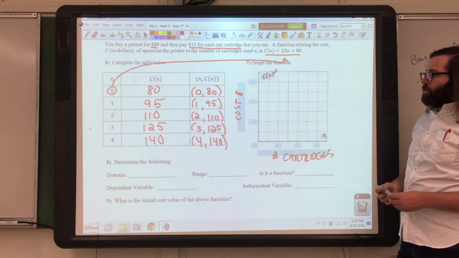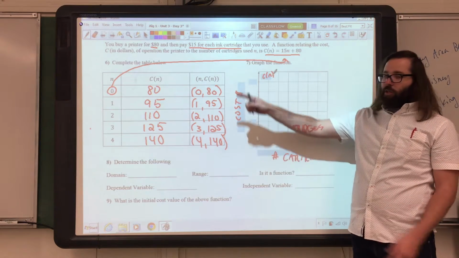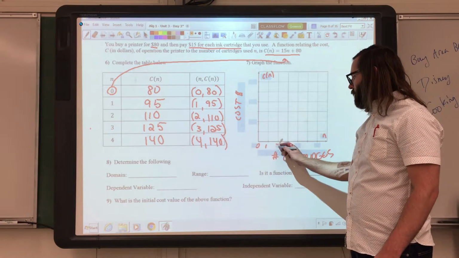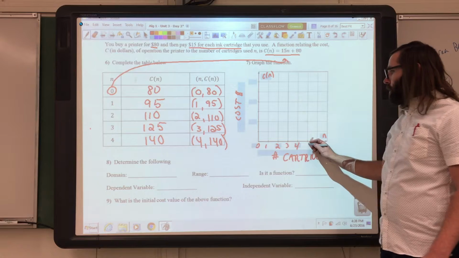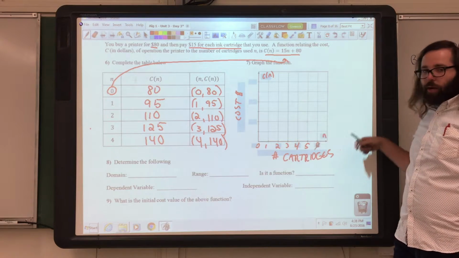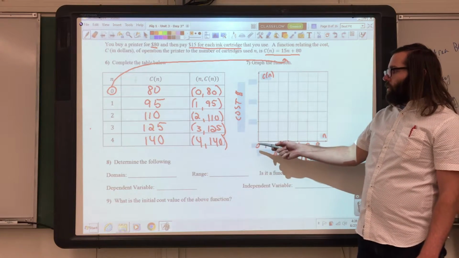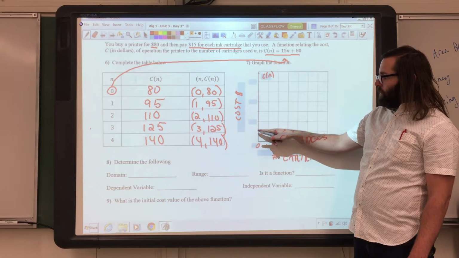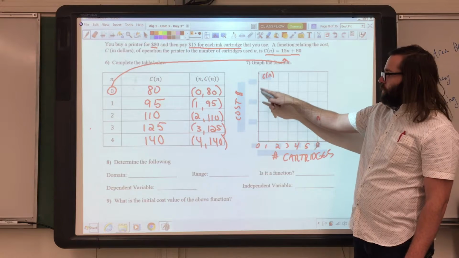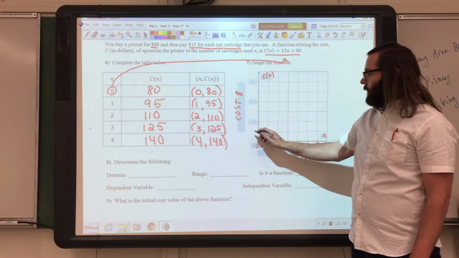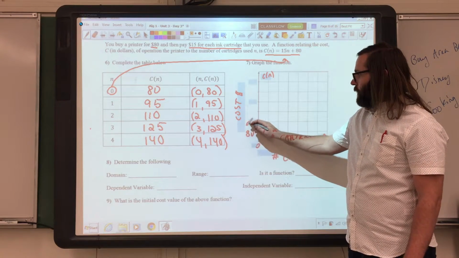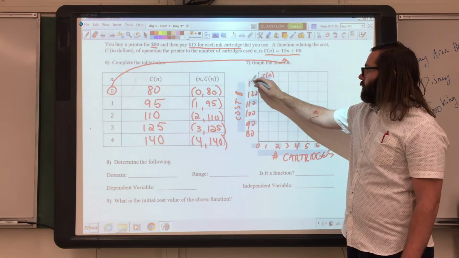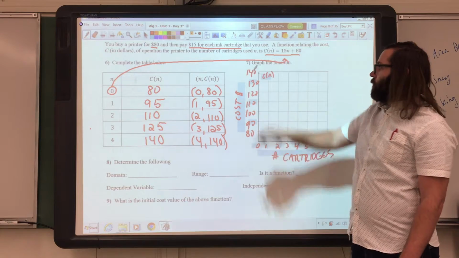So let's find some intervals that work. Our number of cartridges goes up by 1 every time, so we can do 0, 1, 2, 3, 4, 5, 6, all the way. And over here we go from 80 to 140, so we could do maybe 80, 90, 100, 110, 120, 130, 140. I like that.